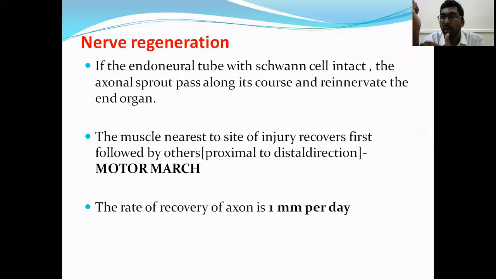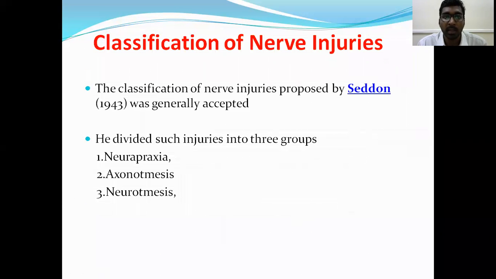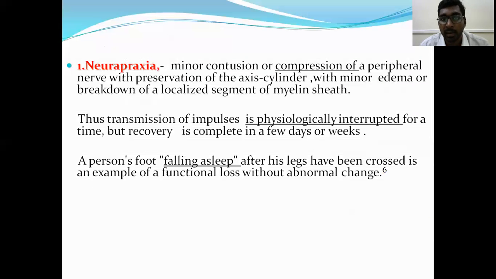It is called motor march. And the rate of recovery of axon is 1 mm per day. This is very, very important. Listen carefully. The classification of nerve injuries was done by two persons, the Seddon and Sunderland classification. Seddon divided nerve injuries into three groups: neuropraxia, axonotmesis, and neurotmesis. What is neuropraxia?